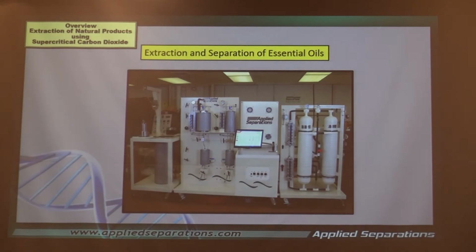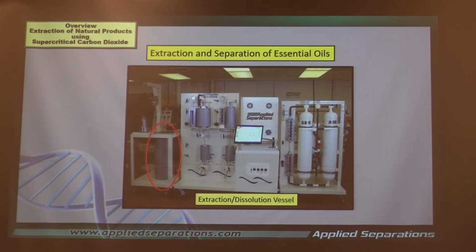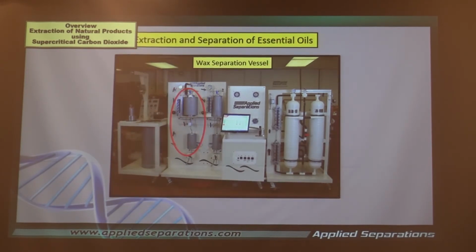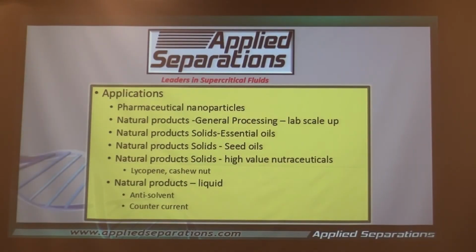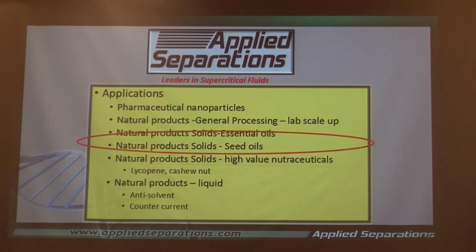This is a typical smaller system to do concretes. You can see here's the dissolution vessel. Here is the wax separation. You can see this is now chilled. And then here is where we go ahead and gasify. Any questions on that?